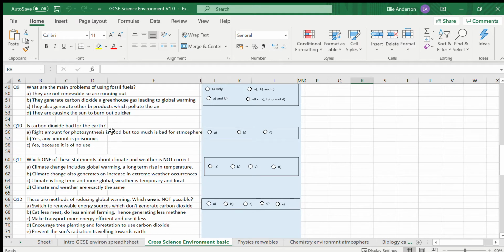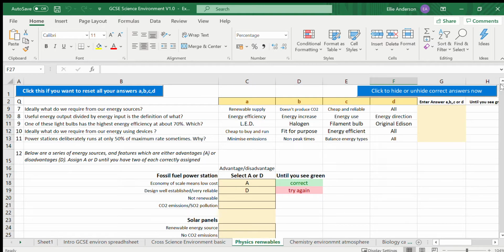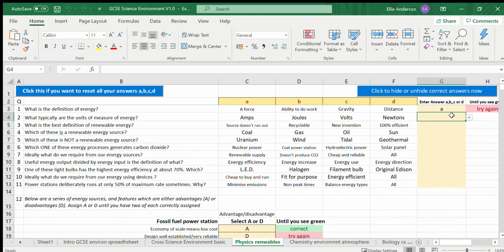And these are, first of all, the general basic questions about environment and pollution. We then go into specifics like physics, energy, renewables, and you can see here you can select an A, B or C. Unit of measure for energy, we know that's joules, so put that in there.